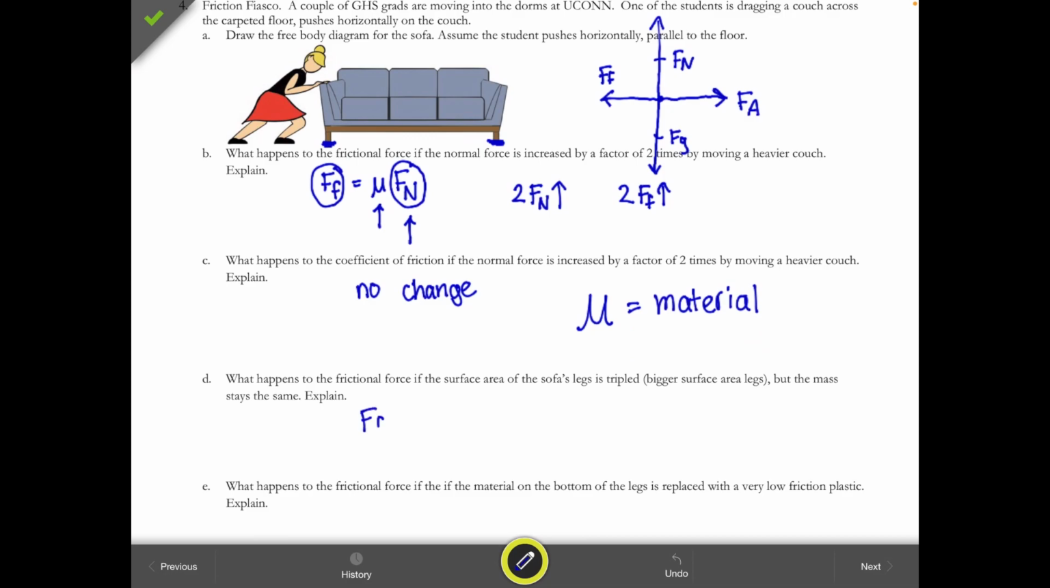What an equation like the friction equation means is that the friction force is solely determined by the coefficient of friction and the normal force. That means changing the surface area has no effect. Any symbol that's not in this equation means that there's actually no effect on this force. So if surface area is tripled, then there is no change, no effect to the friction force.